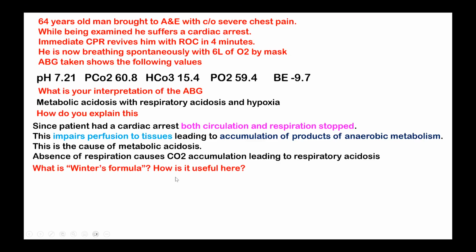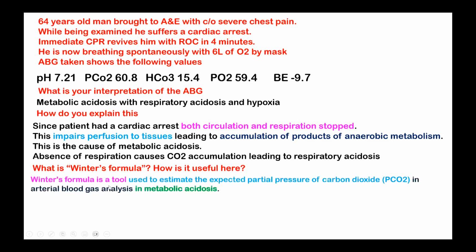What is Winter's formula? How is it used or useful here? When do you use this formula? To calculate the base deficit. Base deficit, what deficit? It is used in cases of metabolic acidosis. Find out what should be the level of carbon dioxide, whether there is any compensation or not. For that only you use Winter's formula.